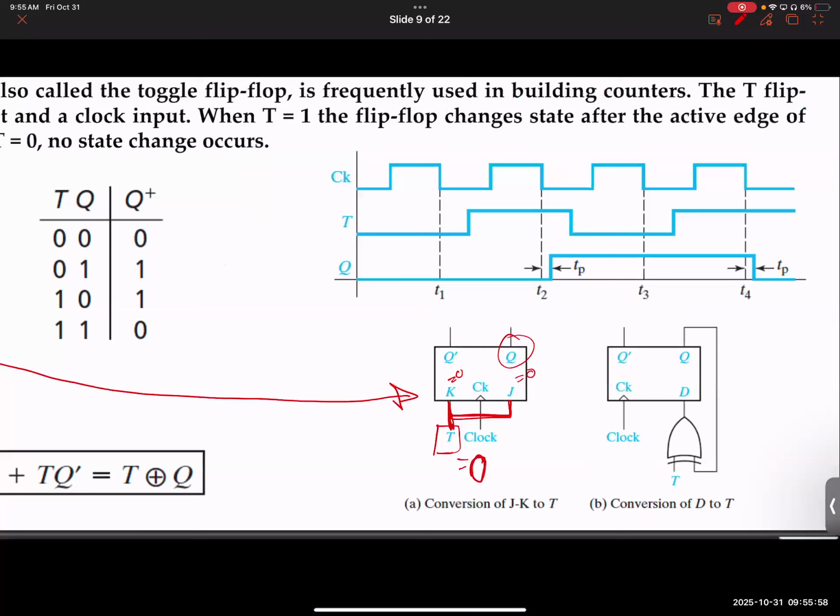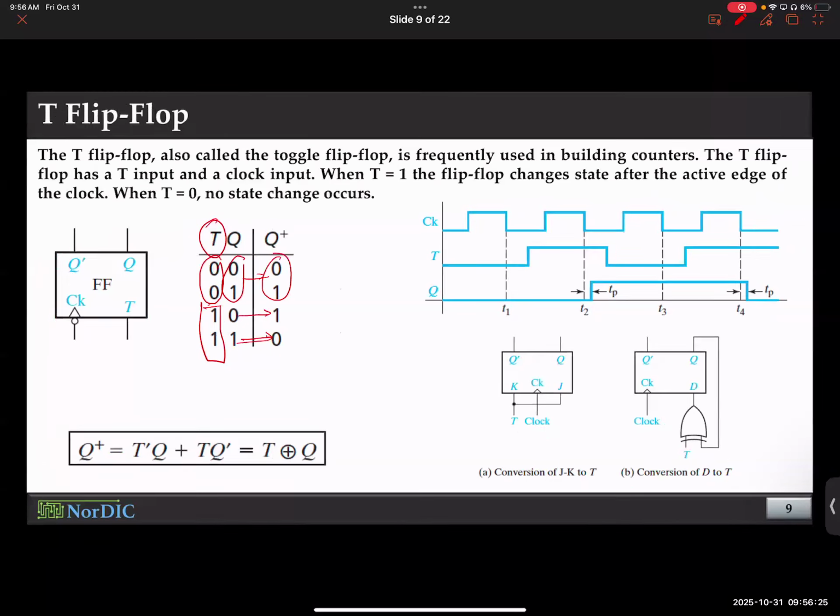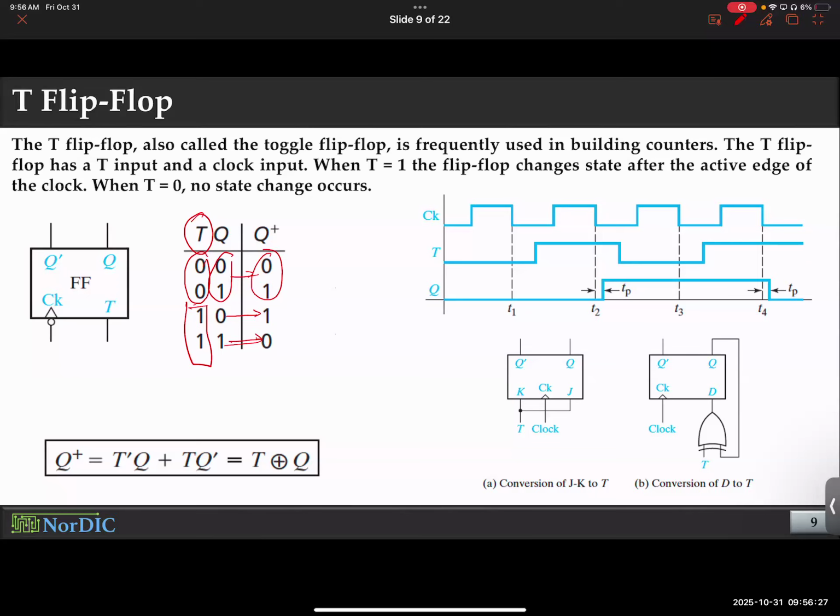Okay, so let's see from the truth table first. This is your toggle signal. You don't need J and K separately because you have connected them to one input. When the toggle is 0, your output remains as it was. See? But when the toggle is 1, your output changes. If it were 0, it becomes 1. If it were 1, it becomes 0. So it toggles, keeps changing. Simple, super simple. And this is often used to design counters, basically, okay?